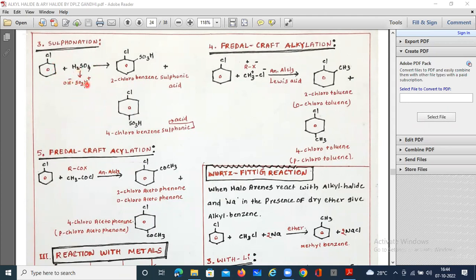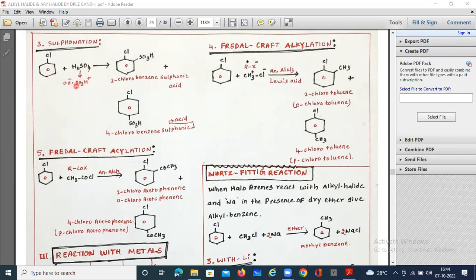So here the electrophile is going to attack where? We have already learned previously. It is more likely to attack wherever the electron density will be more. Where should the electron density be more? At the ortho position and the para position.